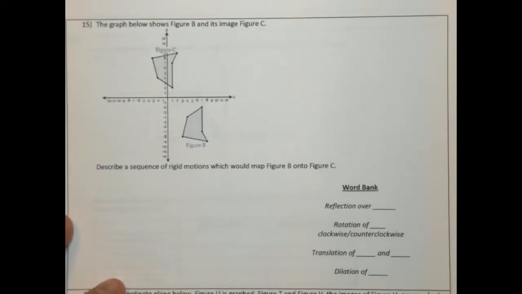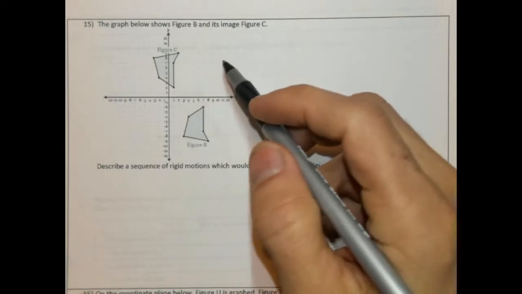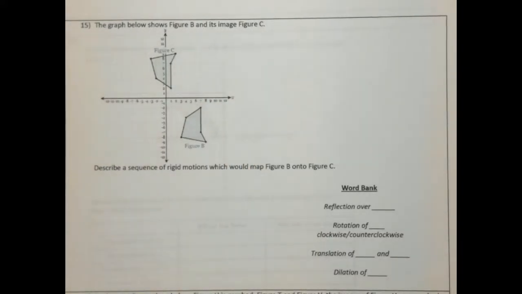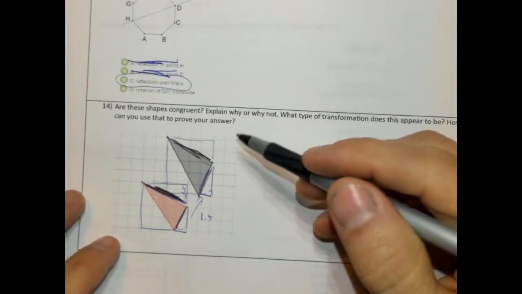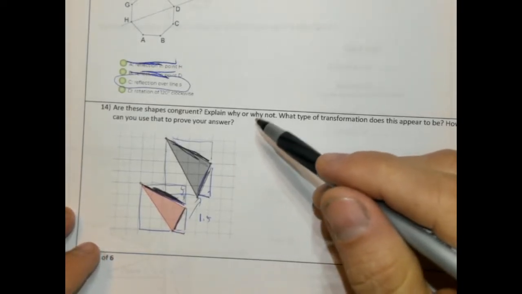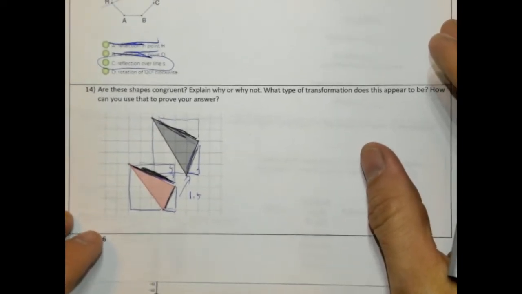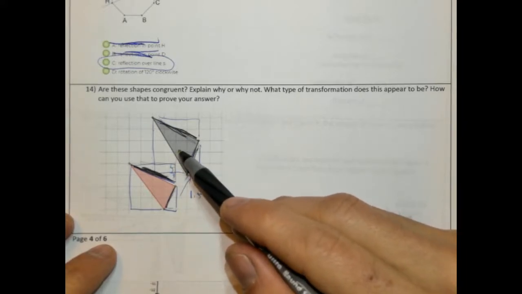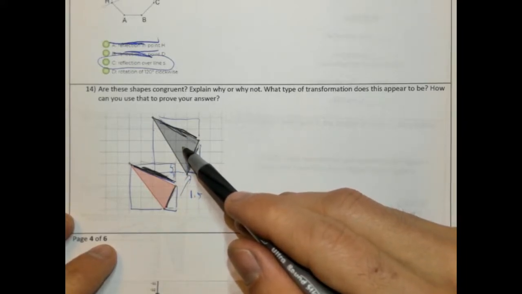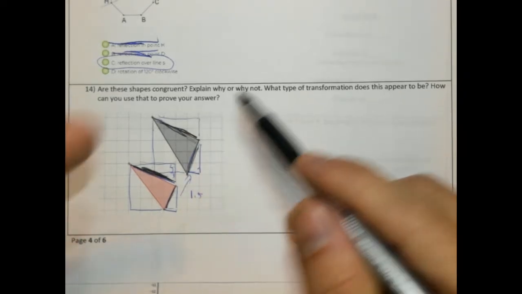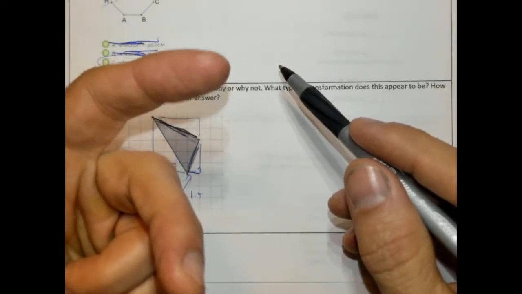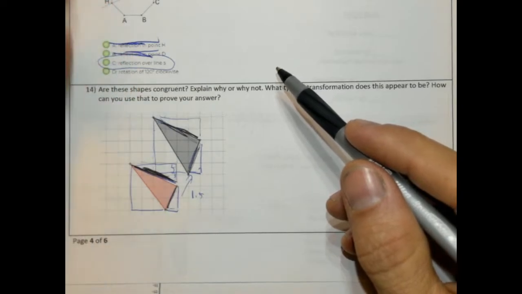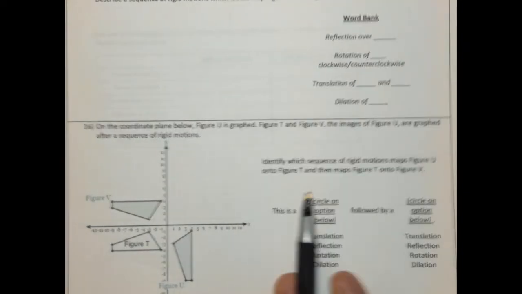Okay. Number 15. The graph below shows figure B. Let's go back to that problem. It's a really good problem for a few reasons. It's forcing you to identify why these two objects are not congruent and why it's none of the 4 things you've learned how to do. It's not a translation, it's not a reflection, it's not a rotation, and it's not a dilation. So it's weird. Good problem, but it's weird.